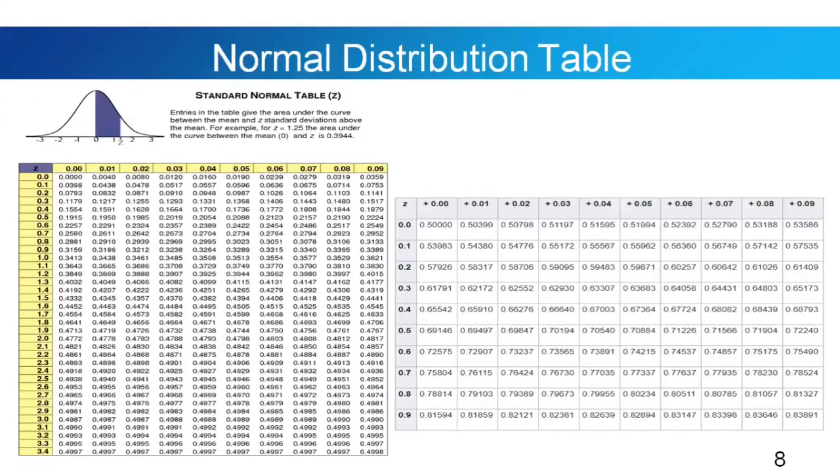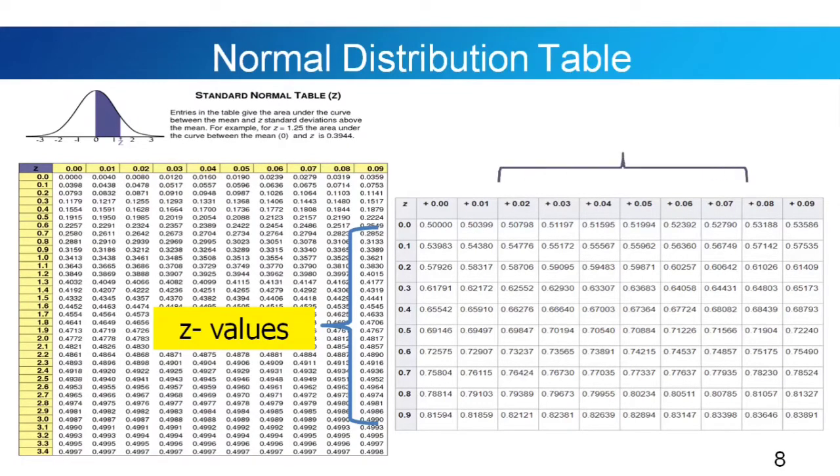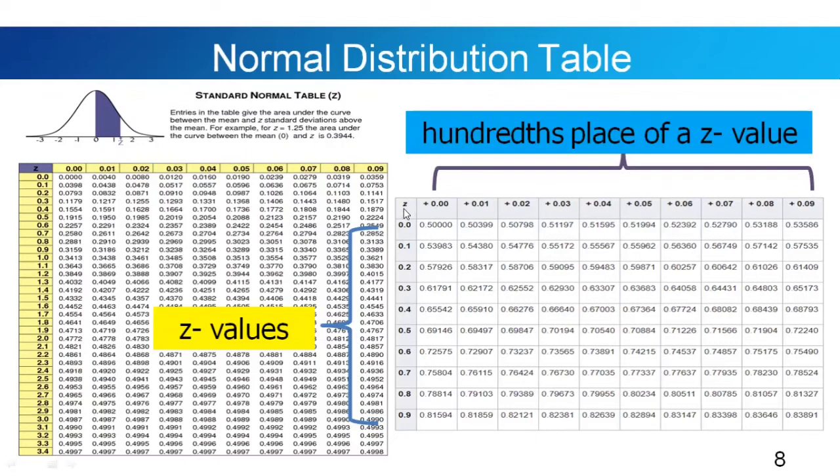So this is what our normal distribution table looks like. On the first column on the left side of our table, we have our z values. They are usually written in two digits. So one part would be our whole number and one part would be our tenths digit. There on the top, on our first row, we have the hundredths place of our z value. Now let's find out how to use this table in getting the area under the given z value.